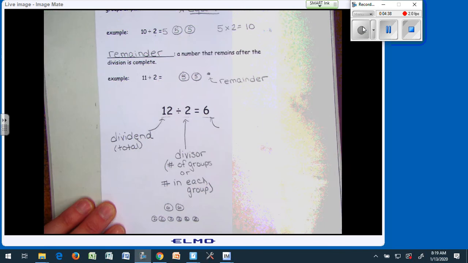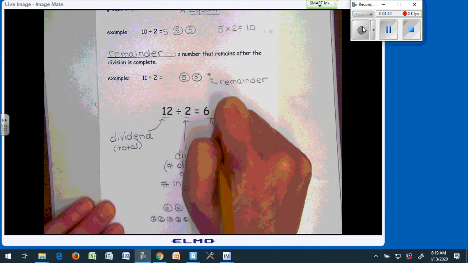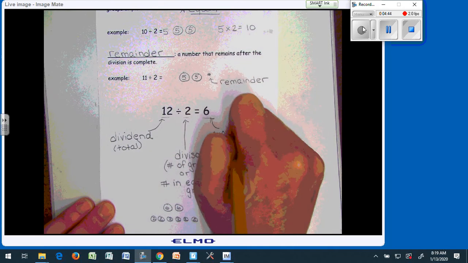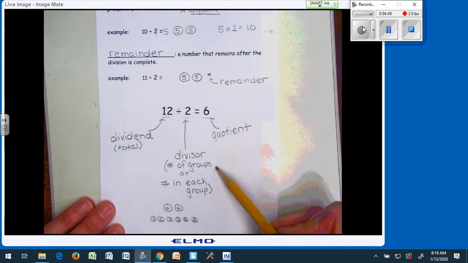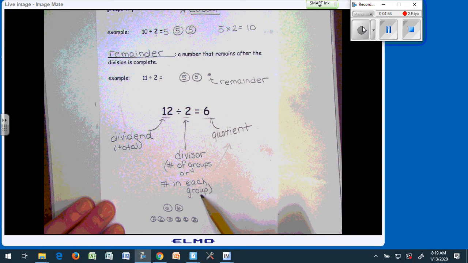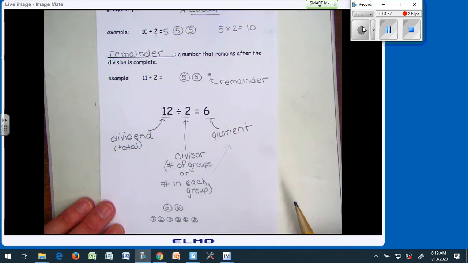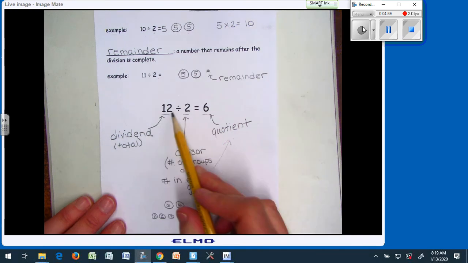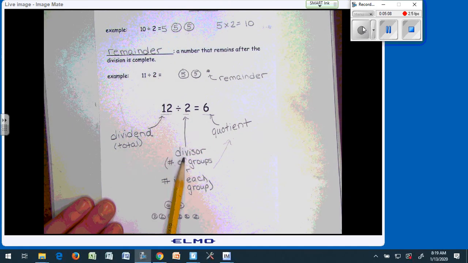And then I have my answer to a division problem, and that is called my quotient. And that's the same as this. It's either the number of groups or the number in each group. So it's going to be the opposite of what your divisor is. And you'll be able to see that as you solve. So if you're doing 12 divided by 2 and you're putting it into 2 groups, then your 6 is how many are in each group. Okay, so we have my dividend, divisor, quotient.